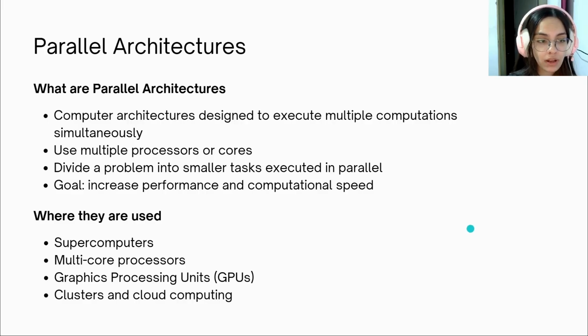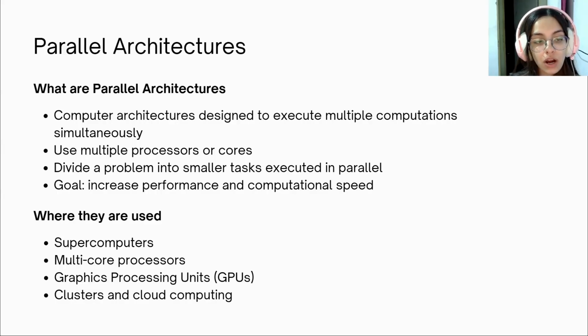Now, what are parallel architectures? Parallel architectures are computer architectures designed to execute multiple computations simultaneously. So instead of solving a problem sequentially using only one processor, the system divides the problem into smaller tasks that can be executed at the same time by multiple processors or cores, as I explained in the previous video. So the main goal is to increase computational performance and reduce execution time.